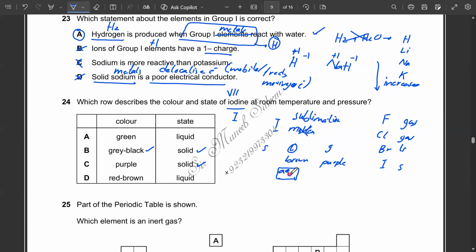By liquid, we mean the aqueous form, which means when I2 is dissolved in water, H2O. For this reason, we symbolize it as I2 with a bracket and aq in it. This is called the aqueous form, or iodine water. So in this form, it is brown in color. In this way, B is the correct option.